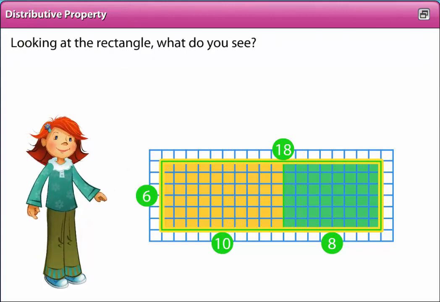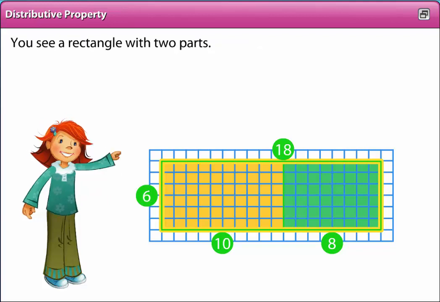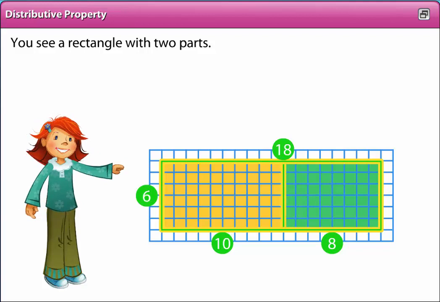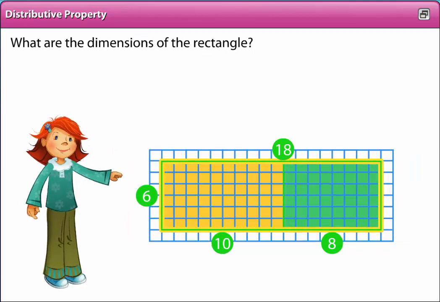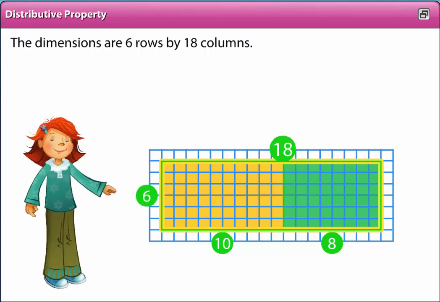Looking at the rectangle, what do you see? You see a rectangle with two parts. What are the dimensions of the rectangle? The dimensions are 6 rows by 18 columns.